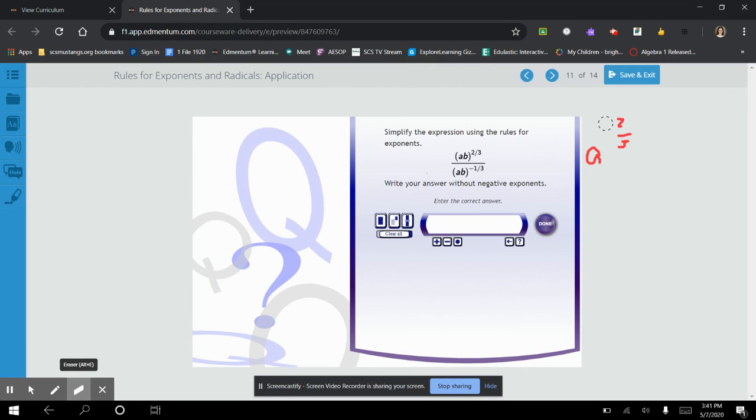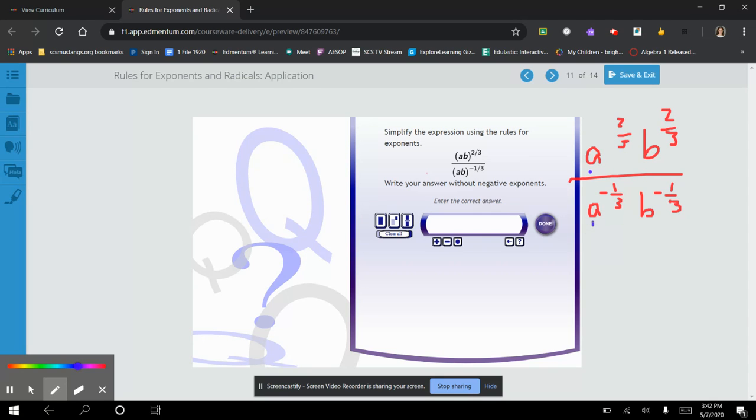I don't need the parentheses there. So a to the 2/3, b to the 2/3, because remember, they both have that exponent of 1, divided by a to the negative 1/3, b to the negative 1/3. And looking at this, it can't be a good answer because I've got 2 a's and 2 b's in my problem, and I can only have one of each variable type.